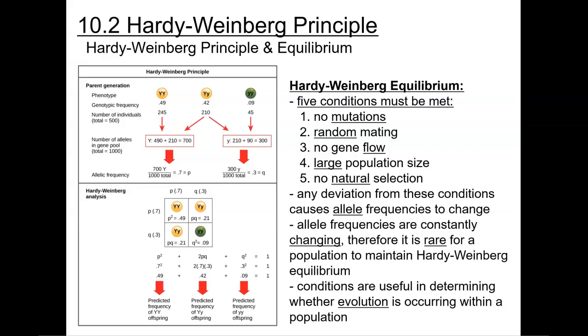So Hardy-Weinberg equilibrium has 5 conditions that must be met. 1, no random mutations. 2, random mating. 3, no gene flow. 4, large population size. And 5, no natural selection. Any deviation from these conditions causes allele frequencies to change. Allele frequencies are going to be constantly changing. Therefore, it's rare for a population to maintain the Hardy-Weinberg equilibrium. These conditions are useful in determining whether evolution is occurring within a population.